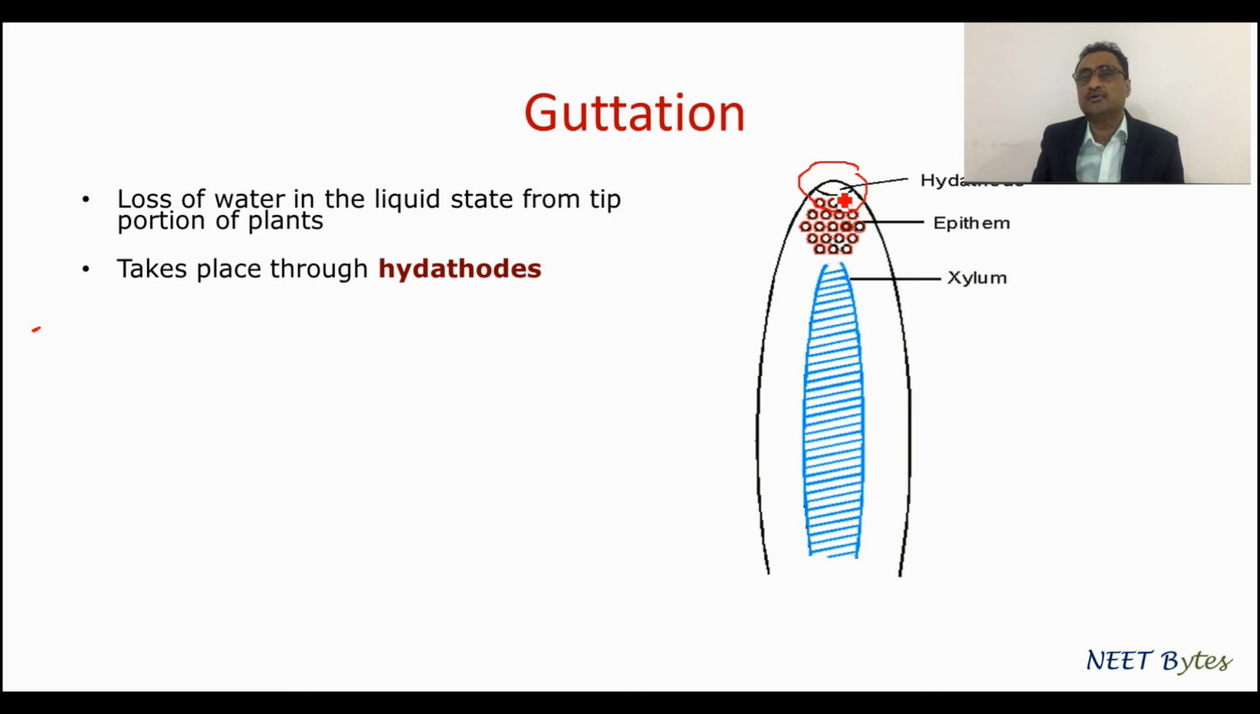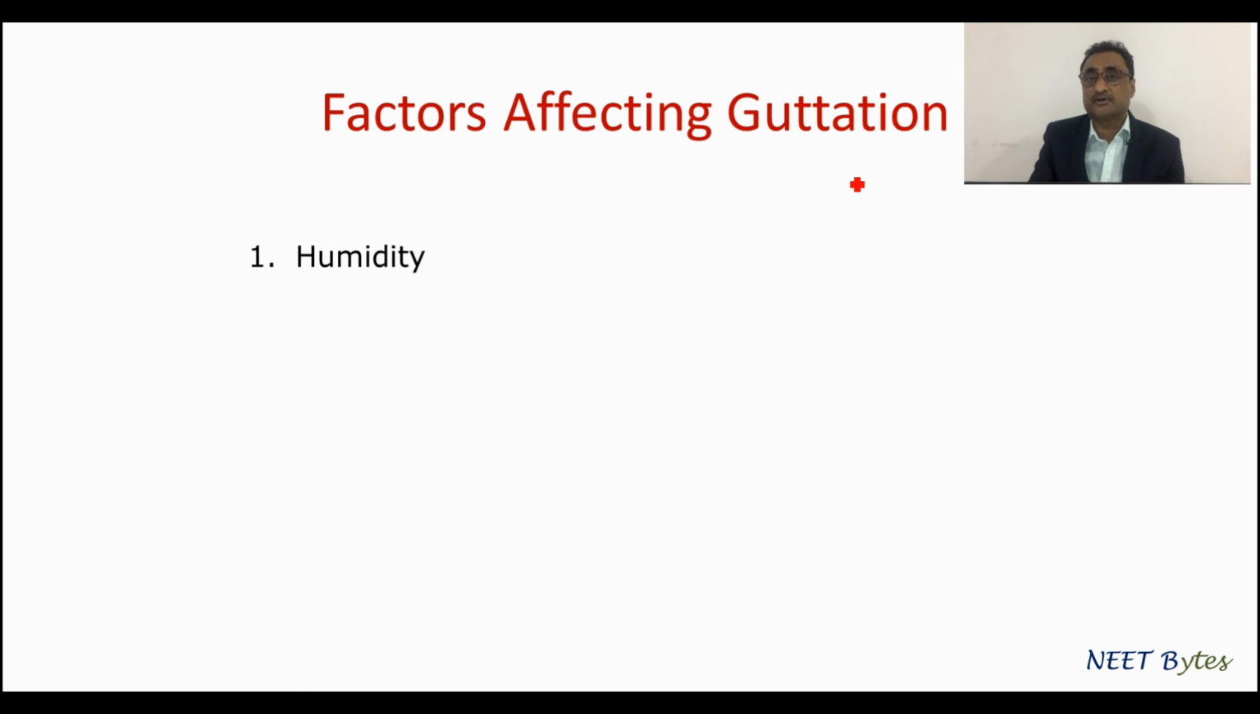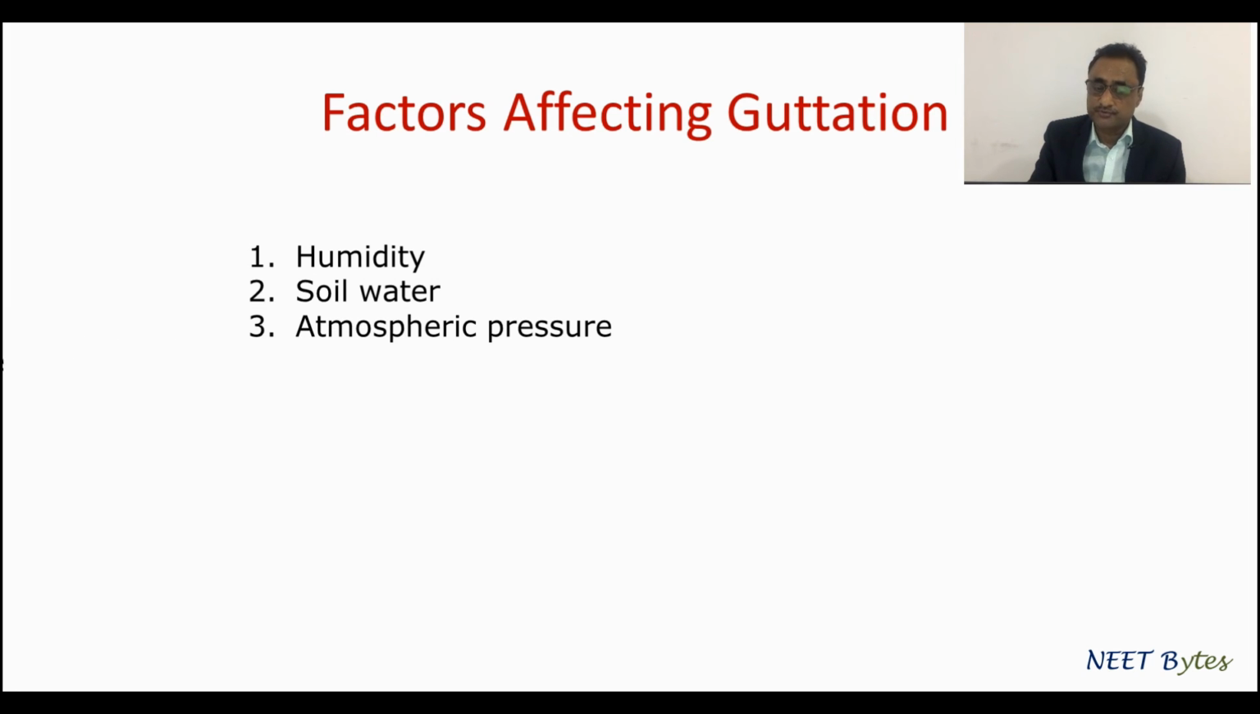Guttation is primarily observed in herbaceous plants, not the bigger plants. And the reason for guttation is root pressure, because as a result of root pressure, excessive water is actually being pulled. So suppose there is some atmospheric condition in which the rate of transpiration is low, then the other method through which the water can be taken out from the plant is guttation. Right? There are certain factors that affect guttation. What are they? Of course, they are humidity, soil water, atmospheric pressure, and temperature.